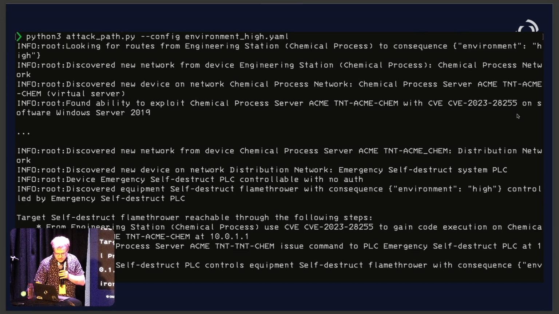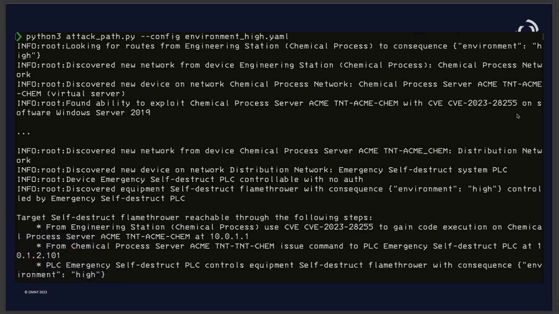So here's an example of that. I told it that we're looking for routes from the engineering station in this chemical process plant to anything that will have a high environmental cost. And you can see that it finds some devices, looks for the networks on those devices, and discovers a bunch of stuff. And eventually it finds the self-destruct flamethrower that's reachable through some steps, gives you the attack path there, exploit the CVE, pivot to this thing, and then you can control it, and it has the environmental consequence of high.